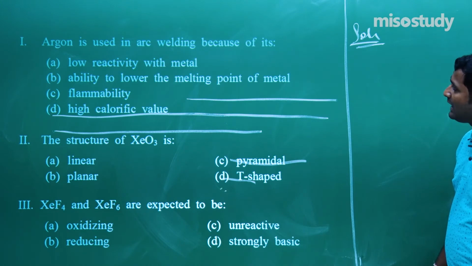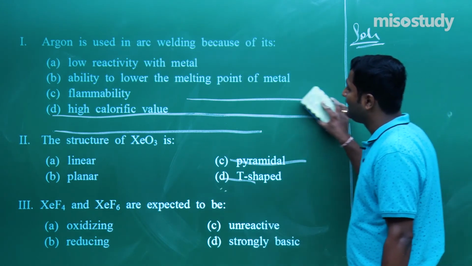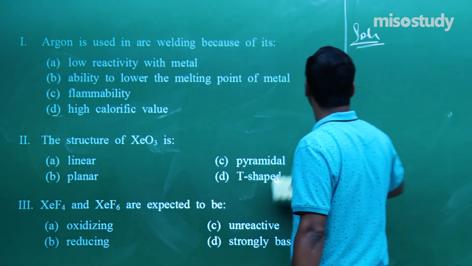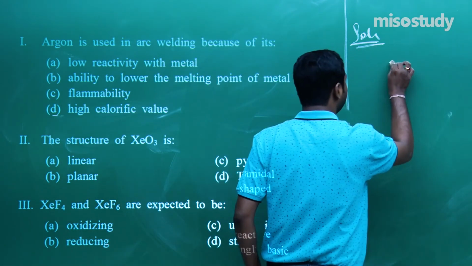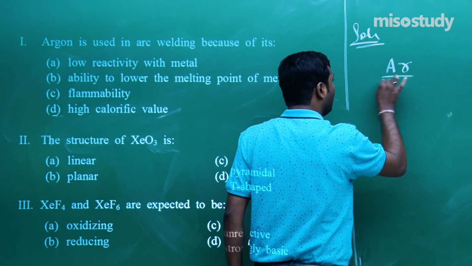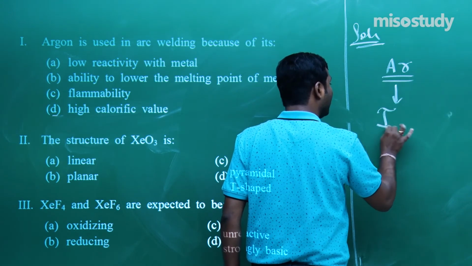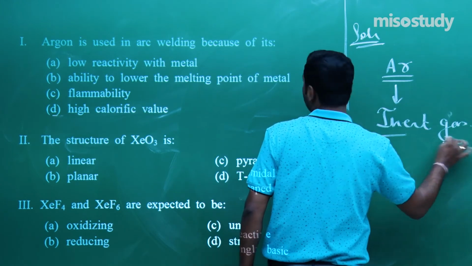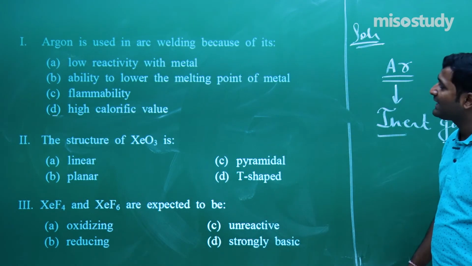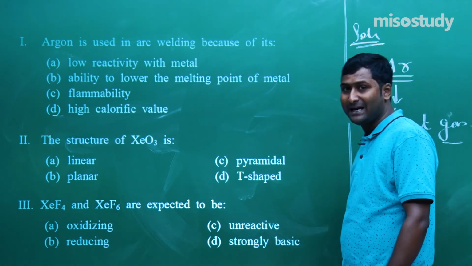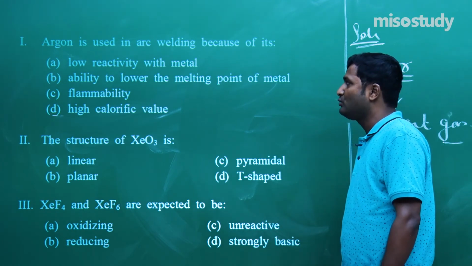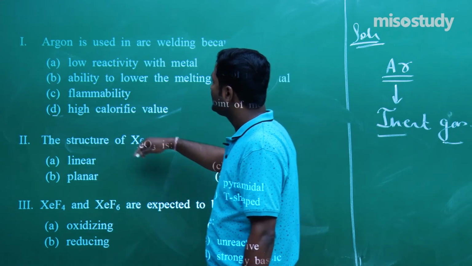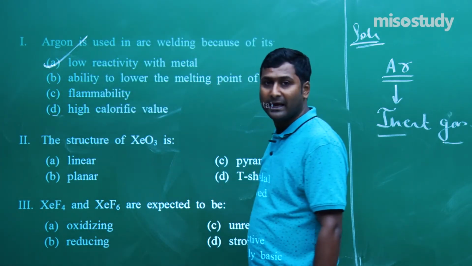Question number 1. Argon is used in arc welding. Why is argon used in arc welding? Because, as we know, argon is a noble gas, very less reactive, so we can say it is inert in nature. Due to its low reactivity with metal, due to the inertness, argon is used in arc welding. Clear to you, friend? So for this question, A is the correct option.